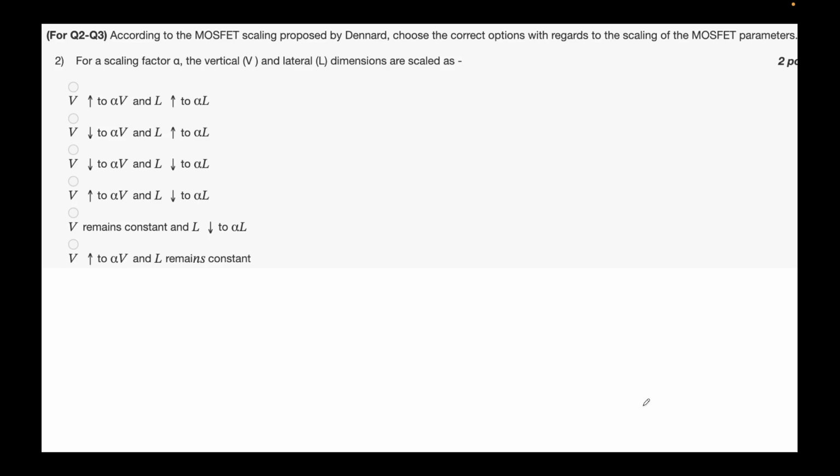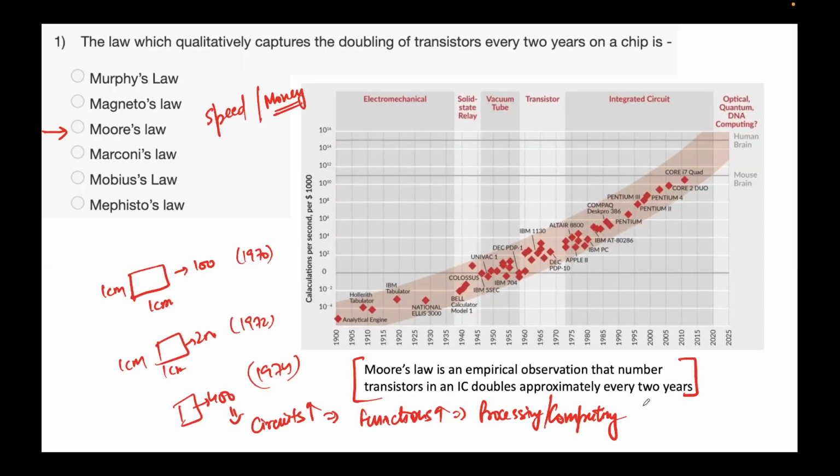But this does not just happen like that. You can see that on the same area you are able to put double the number of transistors. How is that happening? What we refer to this phenomenon as is something called scaling. It's very simple. If you reduce the size of each transistor, you can pack more transistors in the same chip. It's as simple as that, right?